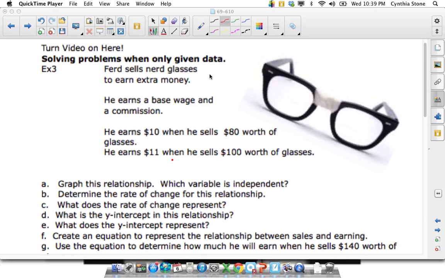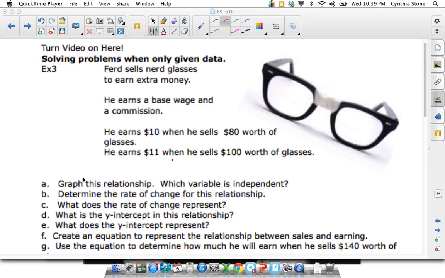And the question is, how do you go from these sentences here to an equation to find out, in this case, Ferd's earnings at any point in time? Okay, after any amount of sales. So we know that he earns $10 when he sells 80, and he earns $11 when he sells 100.